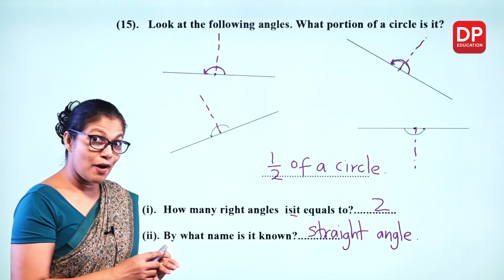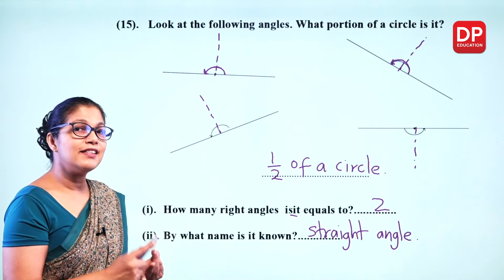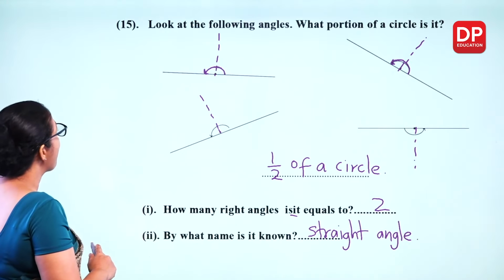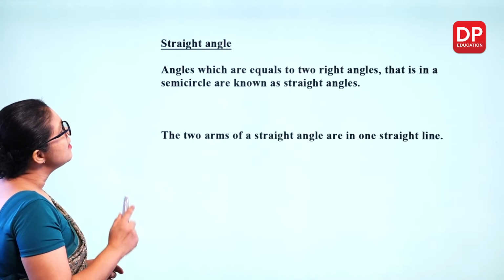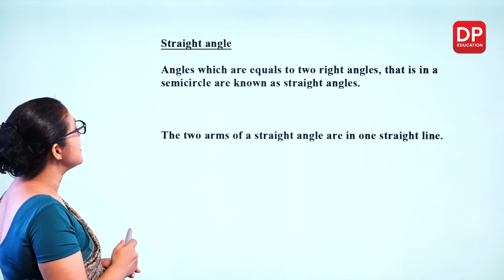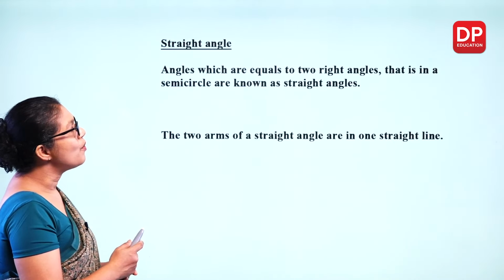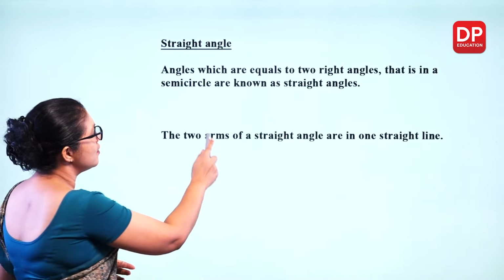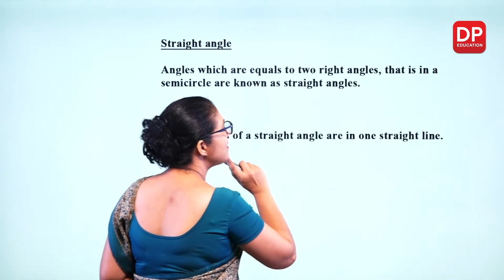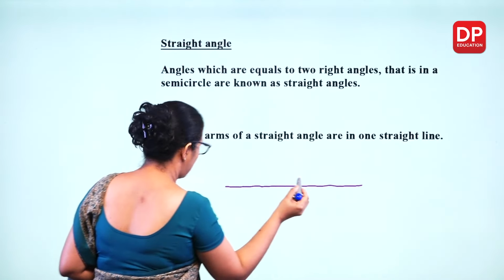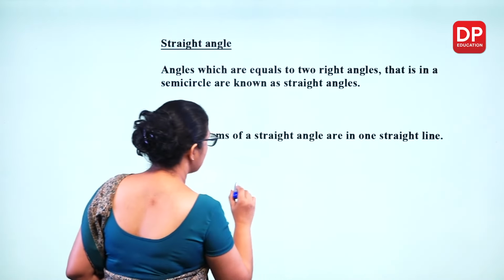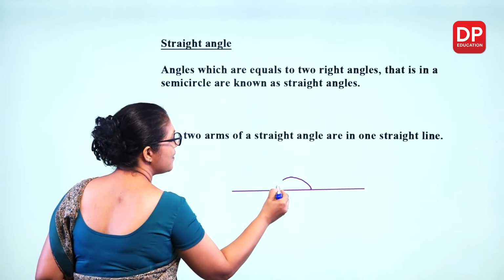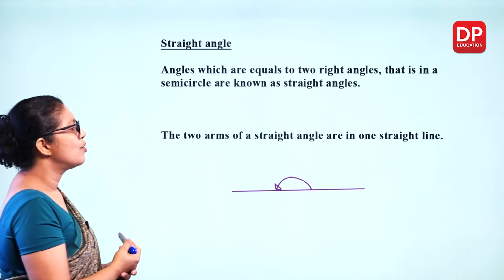So you learnt about acute angle, right angle, obtuse angle and straight angles. A straight angle, which is equal to 2 right angles, that is in a semicircle, is known as a straight angle. The 2 arms of a straight angle are in one straight line. So here, when you take the line, that's one straight line. This is one arm, the other arm, and this is 2 right angles.